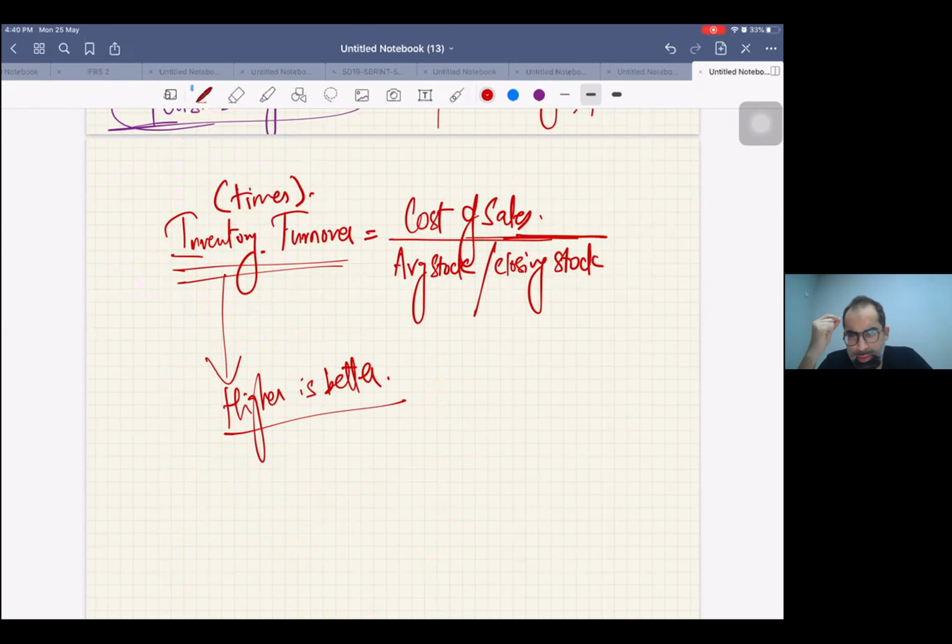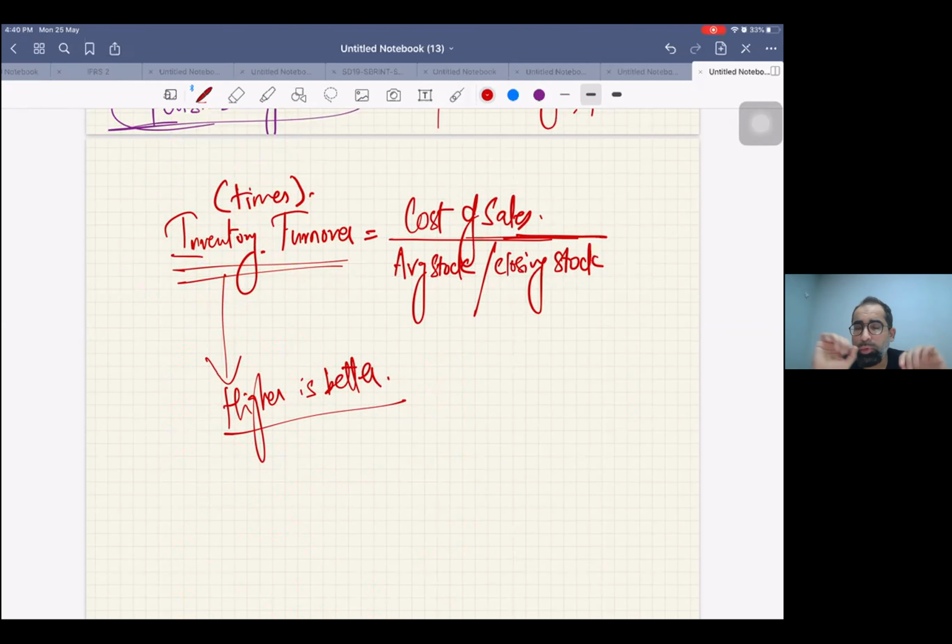One more thing, just a thought. Sometimes when you have high inventory days, that means your stock is not going fast, not selling with speed. So there is a pile of closing stock at the year end, and your current assets will be higher in that case. So you connect this ratio with the liquidity ratio as well.